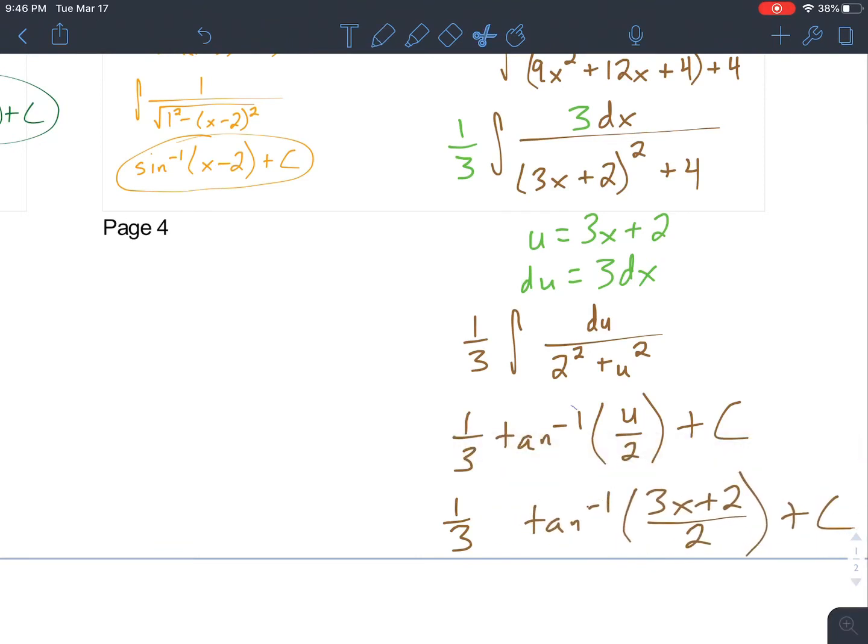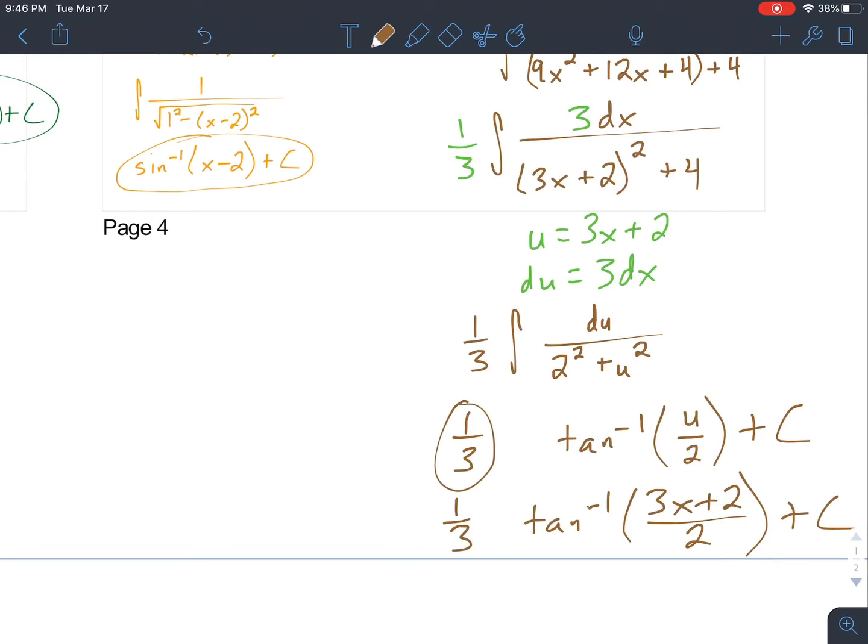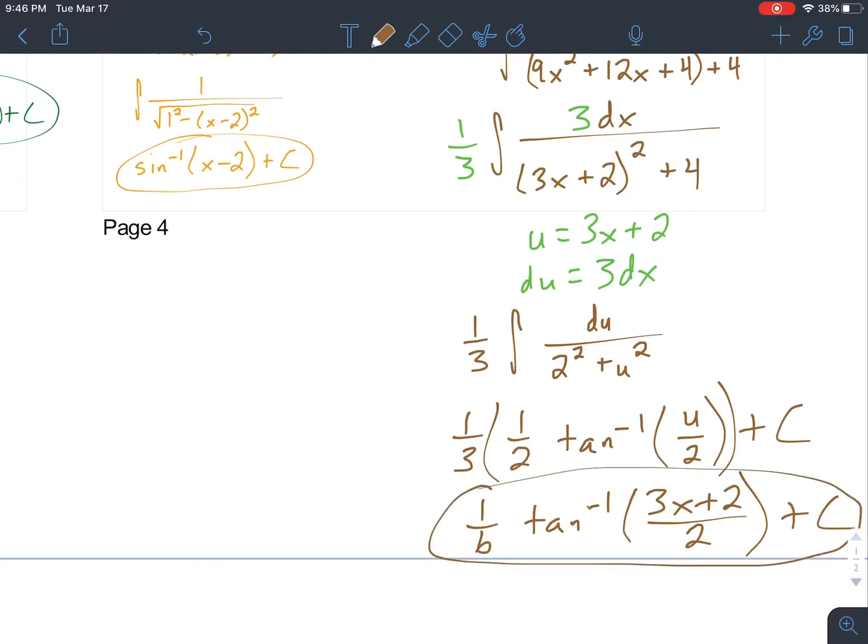So, remember that in front of arctangent, we are supposed to have a 1 over a. I remembered this 1/3, but I forgot the 1 over a. I should have had a 1/2 there. And for this last part, our answer, I should have had 1/6. So my apologies. Sorry about that.